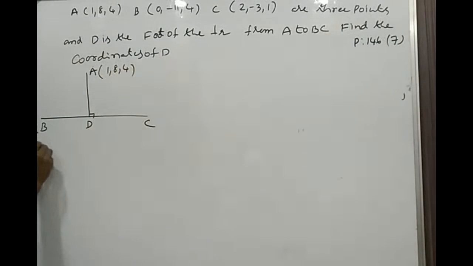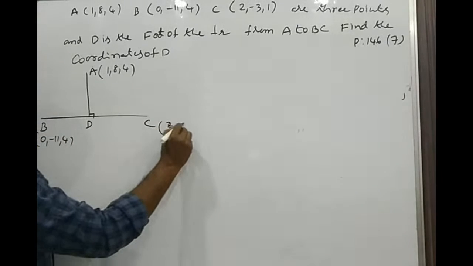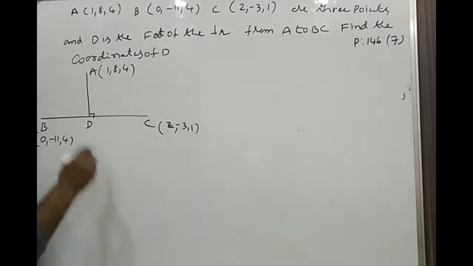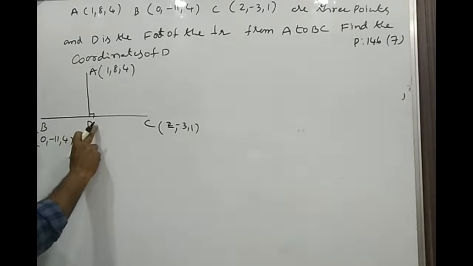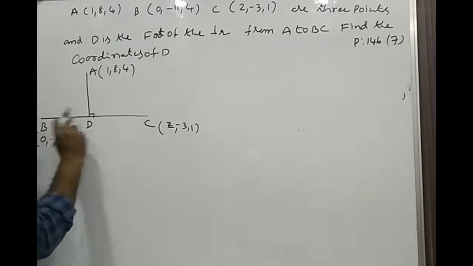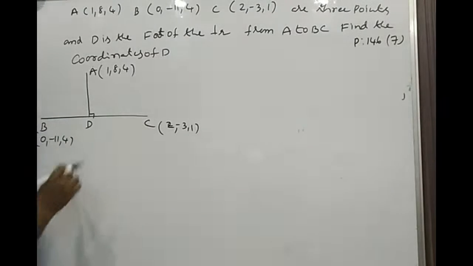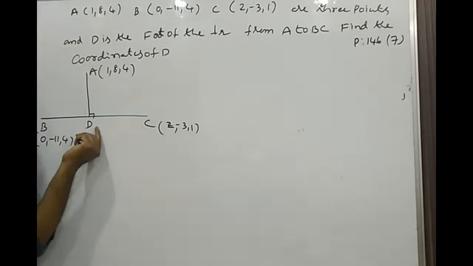So here point B is (0, -11, 4). Point C is (2, -3, 1). This point D is the projection, or foot of the perpendicular, from A to BC. Here D is the foot of the perpendicular from A to BC.